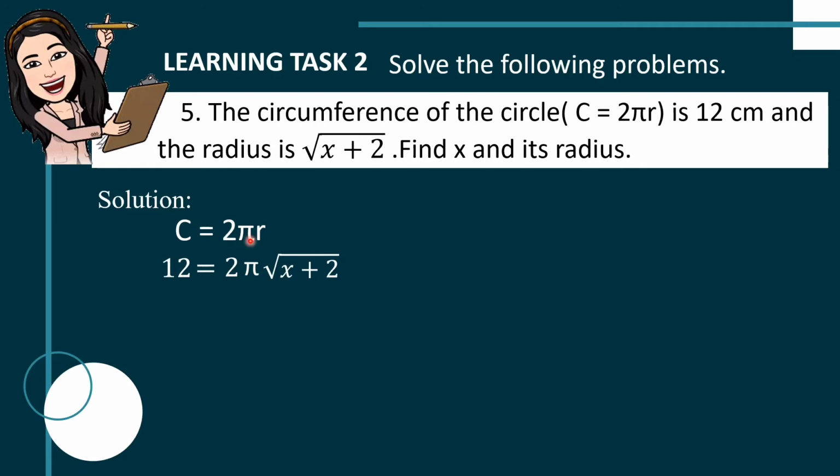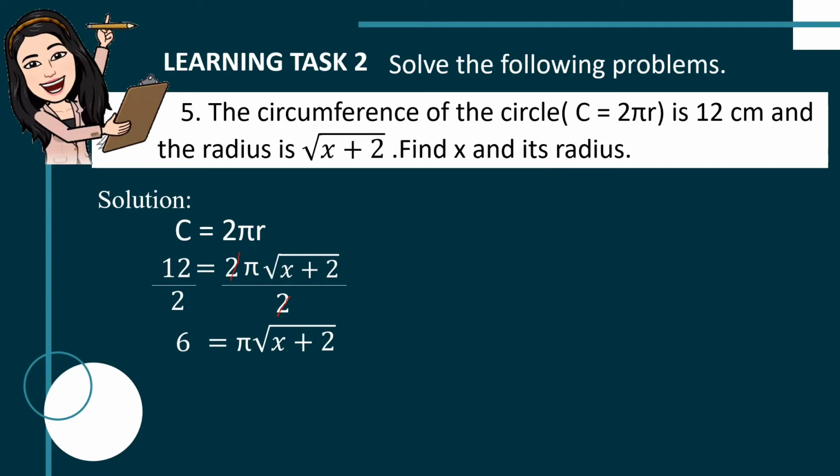Now, what are we going to do? Okay. So, we can divide both sides by 2. Tama ba? In order to eliminate that number. Or pwede nating paliitin yung 12. So, that would be equal to 12 divided by 2 is 6. And 2 pi square root of x plus 2 divided by 2, and that is equal to pi times square root of x plus 2. Okay? So, kinancel na itong 2. So, ang natira na lang natin ay pi times square root of x plus 2.